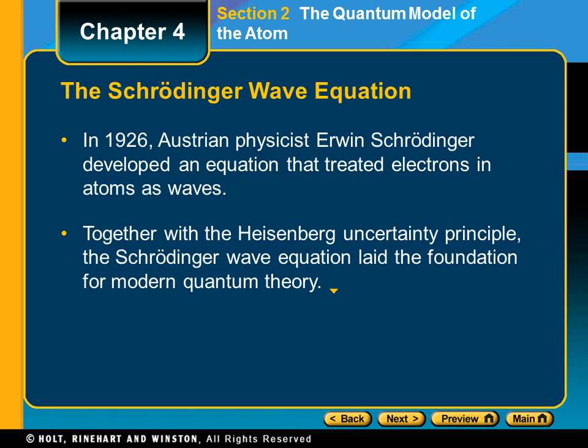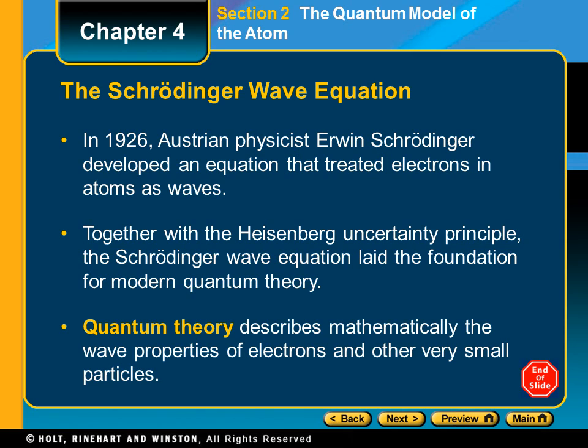We moved from Bohr's orbital model to the quantum model based on the work of these guys, which looks at the electrons and treats the electrons as waves. So quantum theory describes mathematically the wave properties of electrons and other small particles. We tend to focus on using quantum theory specifically to discuss these wave properties of electrons.